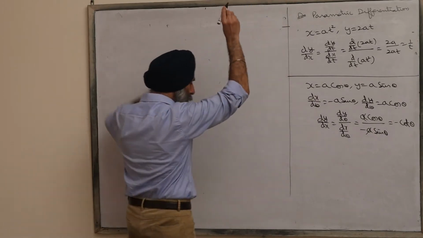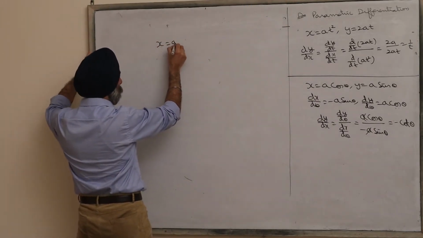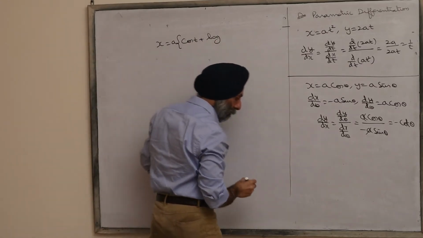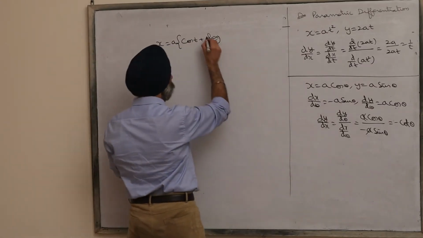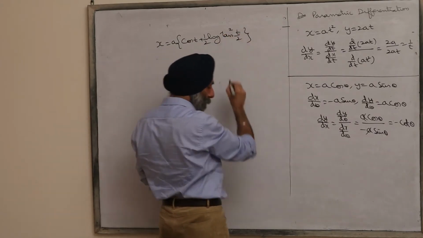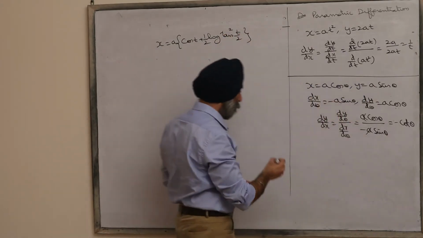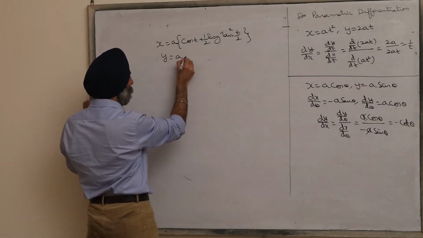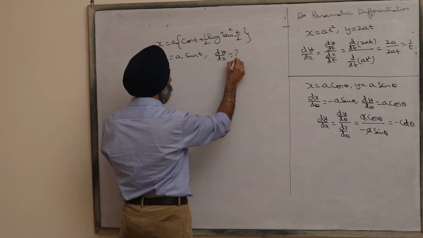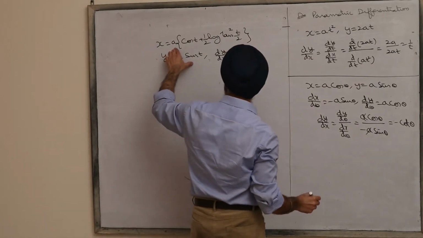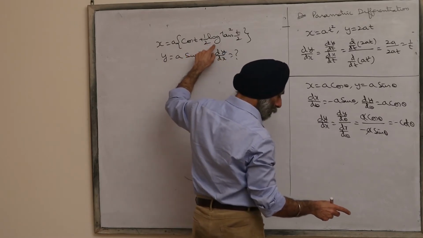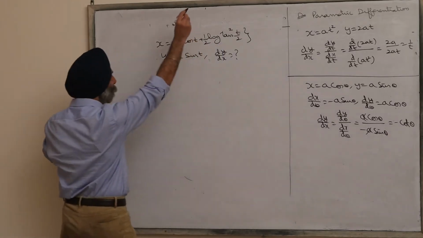For example, this is your question. We are given x is equal to a into cos t plus half log of tan square t by 2, and y is equal to a sin t. Now we have to find dy over dx. Now let me confirm the statement. x is equal to a into cos t plus half of log of tan square t by 2.